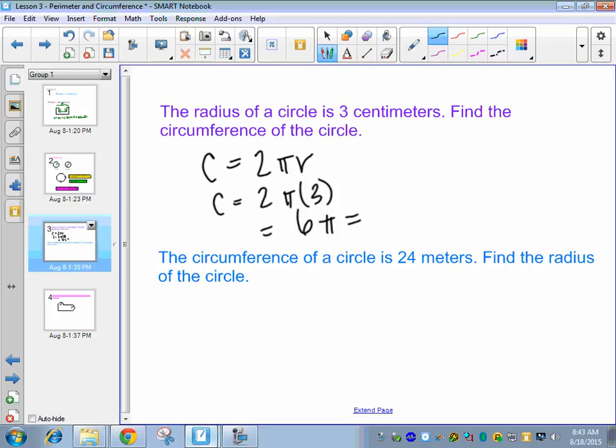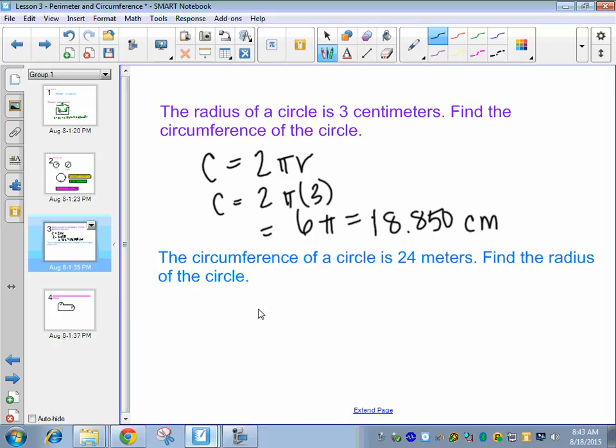which equals approximately, you can type that into your calculator, 18.850. Whenever you round, go ahead and do it to 3 decimal places. And then don't forget our units. We have centimeters.